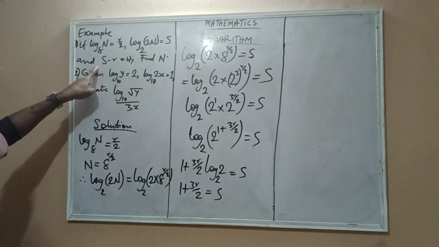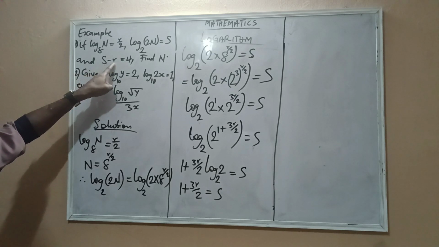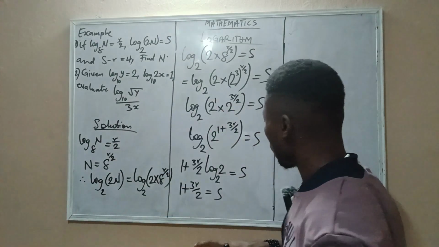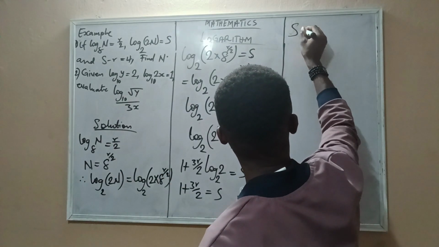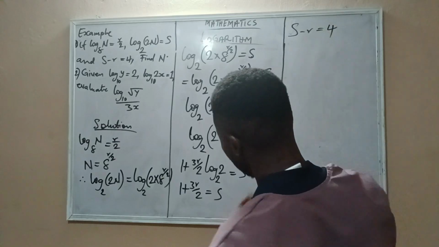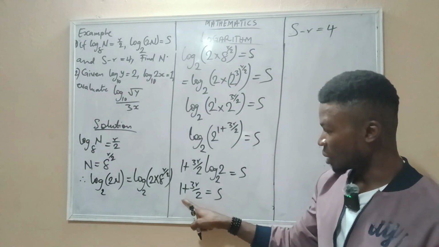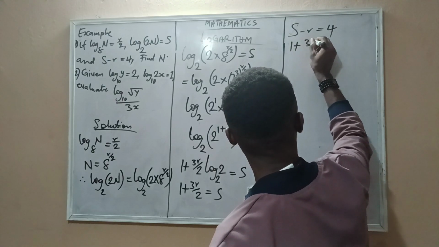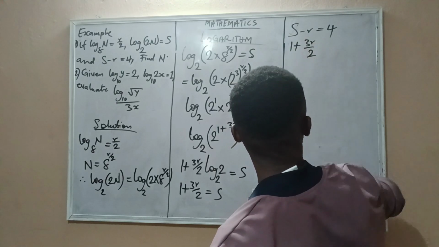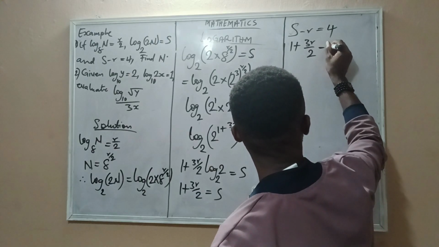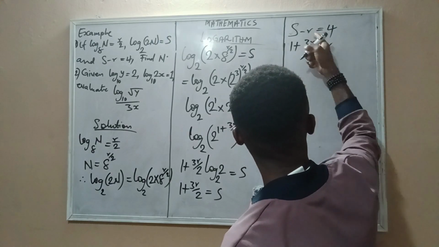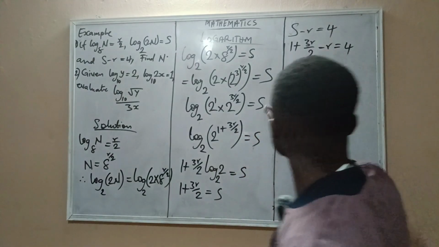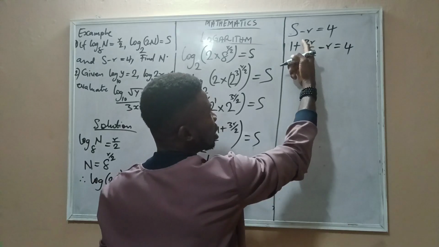Now, looking at the third expression, it says s minus r equals 4. And of course, we've gotten s as this. Therefore, 1 plus 3r over 2 minus r equals 4. And now we have to add these like terms.